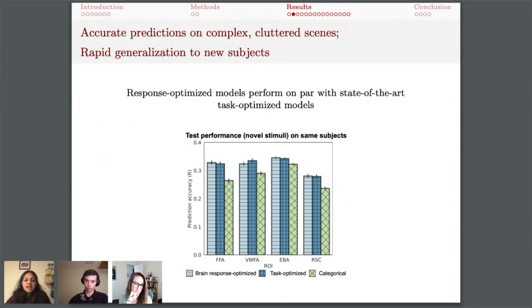And so we first find that both the response optimized and the task optimized networks outperform the categorical models, which indicates that trivial category membership indicators are insufficient to produce high predictive accuracies. And importantly, we also see that the response optimized network performs on par with the state-of-the-art task optimized models that have been trained on a million images in predicting brain responses. So, which indicates that they can offer an alternative tool to study visual representations.